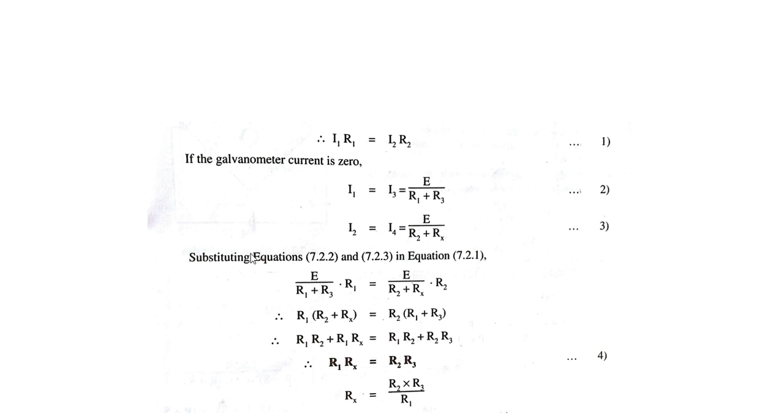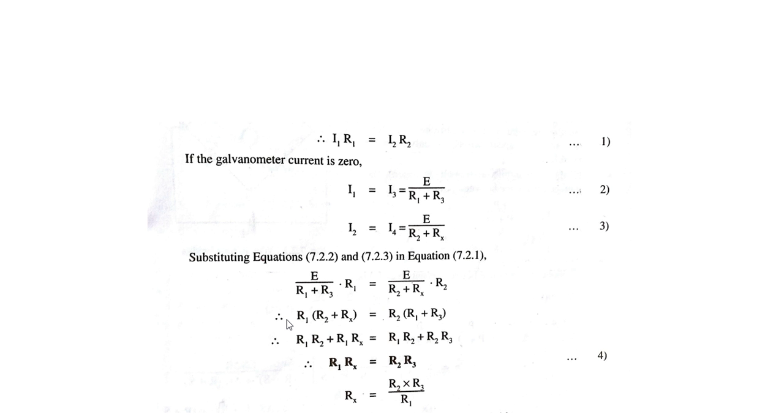Okay, now substituting equation 2 and 3 in equation 1, we can say that if you put these two equations, equation number 2 and equation number 3, into equation number 1, you will get the equation like this: E divided by R1 plus R3 into R1 is equal to E divided by R2 plus Rx into R2. Okay, so here you have to put the values of I1 here and I2 here.